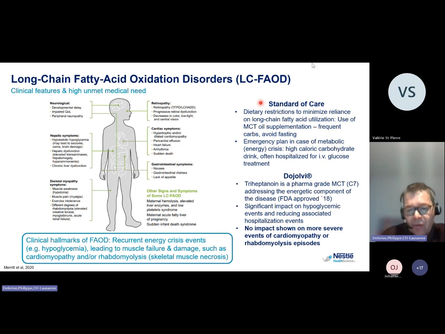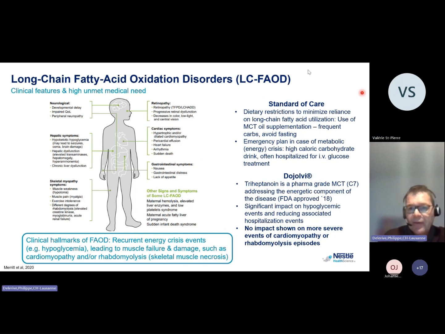In the muscle, of course, all these patients are completely intolerant to exercise because they are unable to switch their metabolism and process fat in the mitochondria, and this leads to rhabdomyolysis with major muscle pain, elevation of CK levels up to 10,000 in certain cases, leading to ICU. So obviously, these patients have recurrent energy crisis events. First of all, hypoglycemia, which also leads to muscle failure and damage, and they also have cardiomyopathy with age.